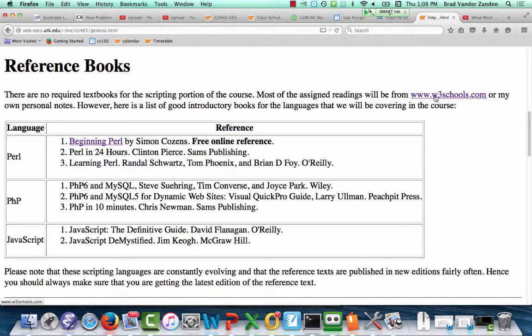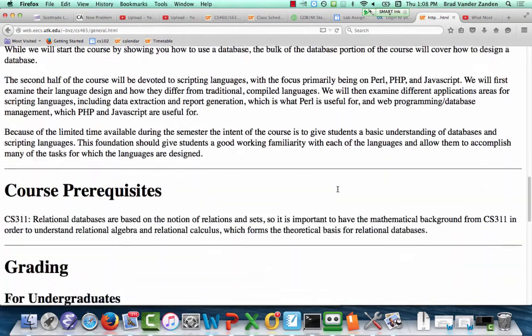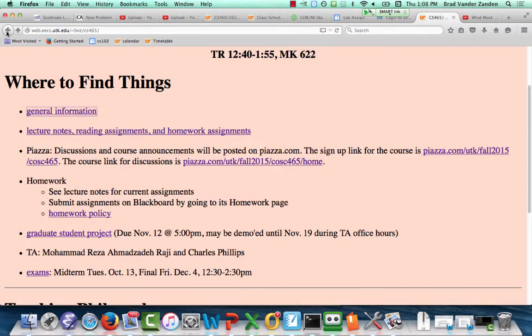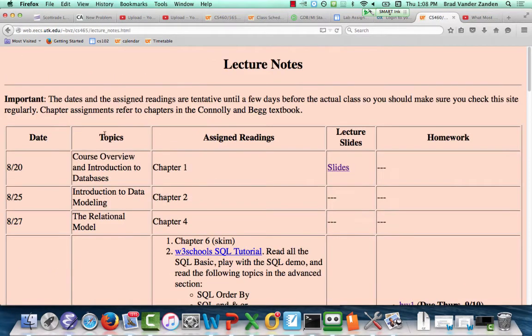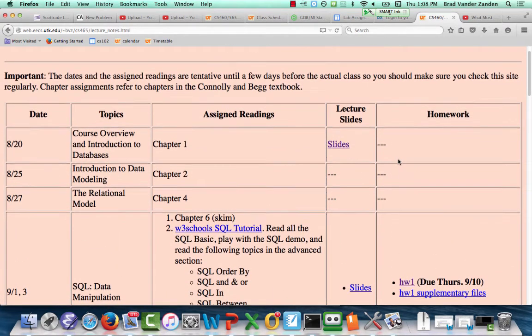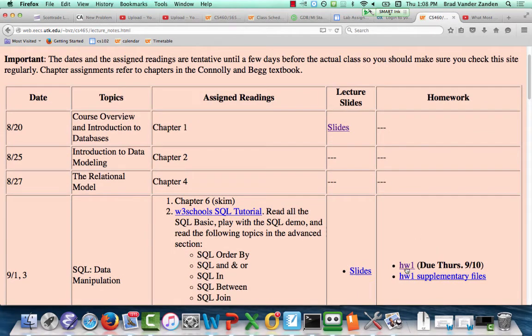I really do not recommend that you buy a book for the scripting language part of the course, but for those of you who must have a reference, I've listed a few possibilities there. We've covered everything else. And then lecture notes, as you see, every day we have some topic, assigned reading, slides, if I have them, so not all days have slides, and then homework when it's assigned.